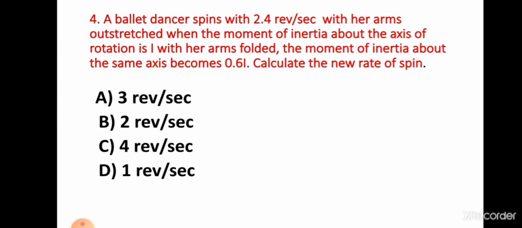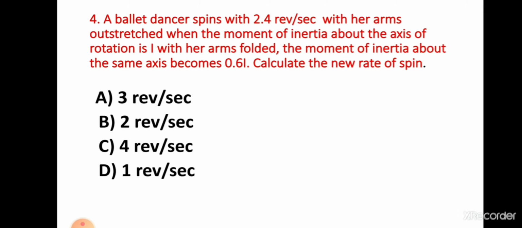Now let us see question number 4. A ballet dancer spins 2.4 revolutions per second with her arms outstretched when the moment of inertia about the axis of rotation is I. With her arms folded, the moment of inertia about the same axis is 0.6 I. Calculate the new rate of spin. So in this case, a ballet dancer is dancing with her arms outstretched, and the second time she is folding her arms. So we need to find the spin, or the rate of spin.